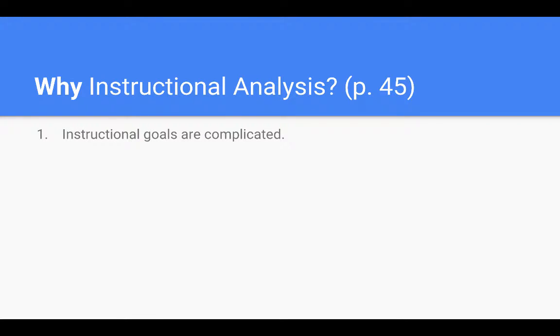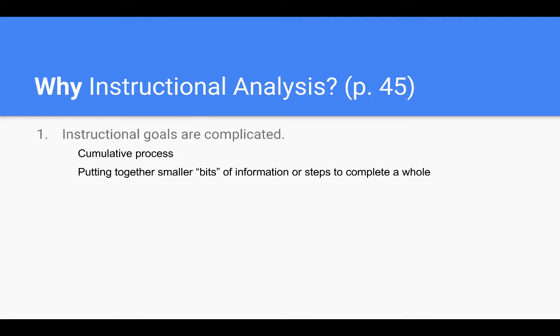And there are two main reasons. The first reason is that our instructional goals are often complicated. Using the language from the textbook, in most cases, students cannot achieve the goals all at once because learning is a cumulative process. In order to develop complex abilities, students need to learn many smaller chunks of knowledge, information, and skills and put them together. Therefore, it's necessary to analyze the instructional goals to figure out what these smaller components are and how they fit together.